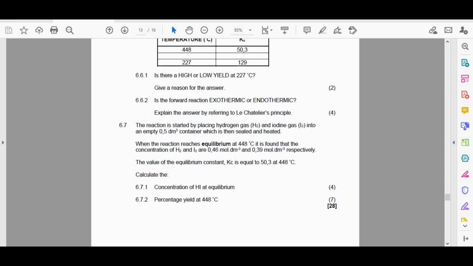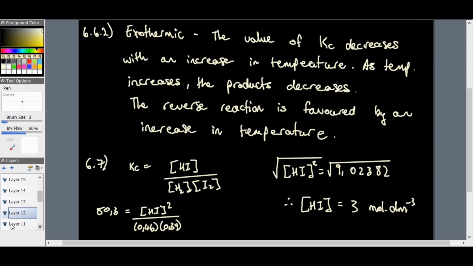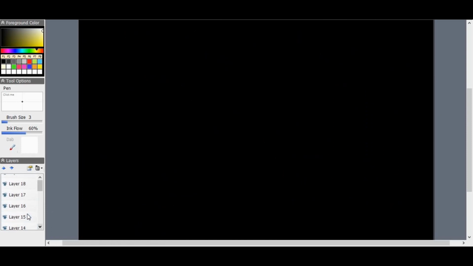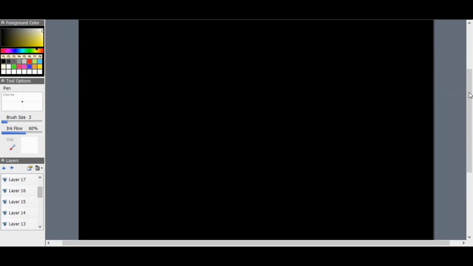Alright, now the big question here was now calculate the percentage yield of, I guess, also hydrogen iodide, which is at 448 degrees Celsius. Okay, 7 marks. Let's see if I can do this the best that I can. Let's come all the way to the top. I think that pretty much is the top.